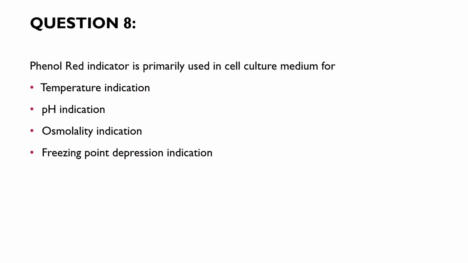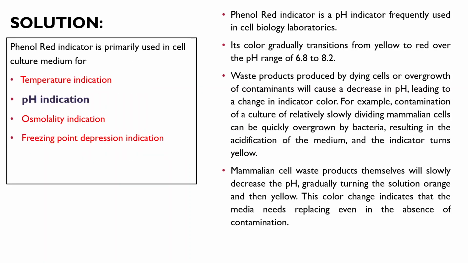Now let's discuss the correct option. So phenol red indicator is a pH indicator that is used in cell biology laboratory. Its color gradually transitions from yellow to red over the pH range of 6.8 to 8.2. That is, it shows a yellow color when the pH is more towards the acidic side, whereas it turns pink when the pH is more towards the alkaline side.